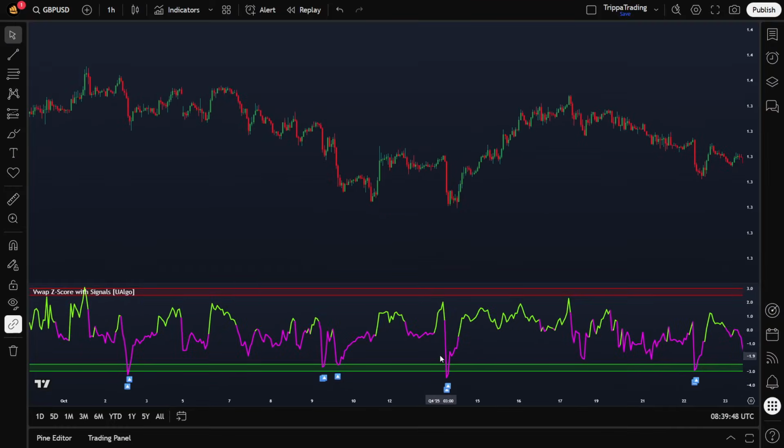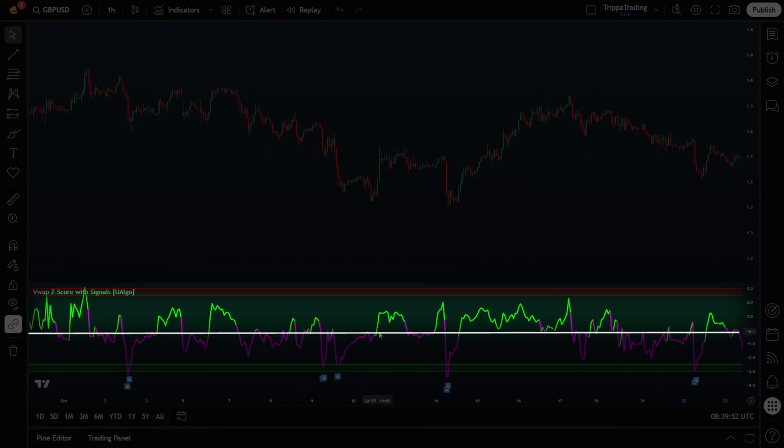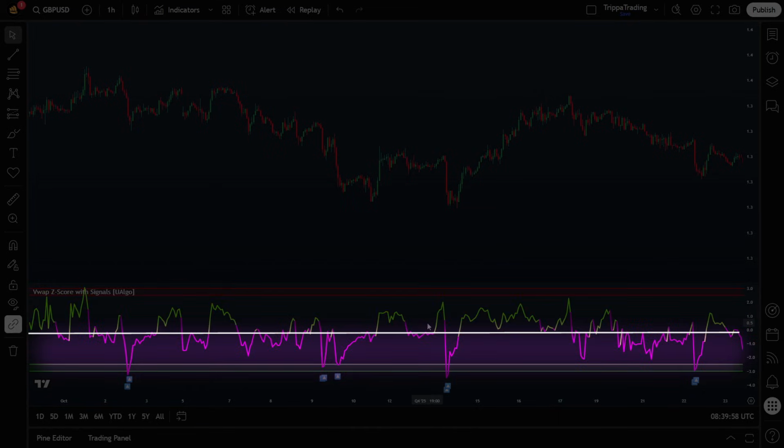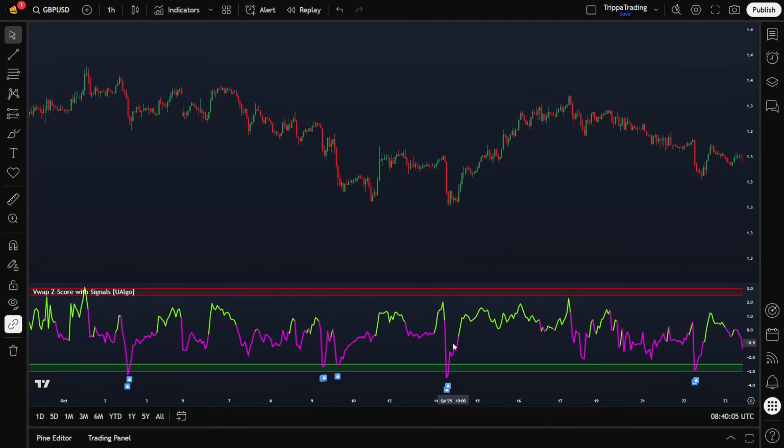Here's what you'll notice right away. The indicator oscillates around zero. When it's above zero, the market is trading above the VWAP, that's bullish territory. When it's below zero, the market is trading under VWAP, that's bearish. The more extreme it goes, the more stretched the market becomes.